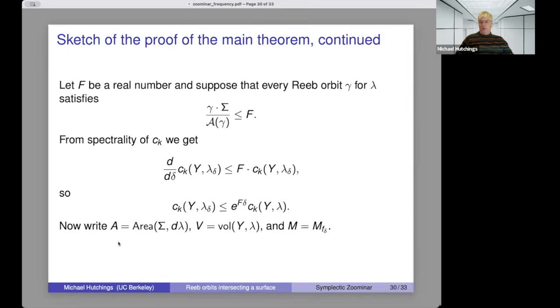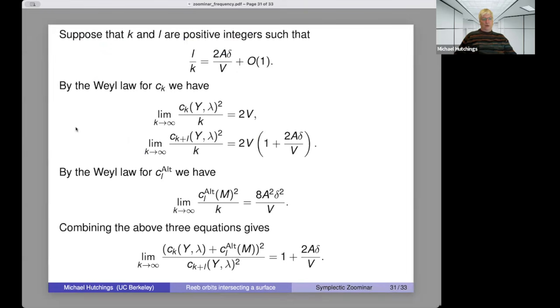To simplify notation, I'll let A denote the area of the surface. I'll let V denote the volume of the three manifold. And I'll let M denote this region M of f delta, which enters into the capacity bound. And now there are these integers K and L in the capacity bound, and you have to choose them carefully. So L is proportional to K by this equation.